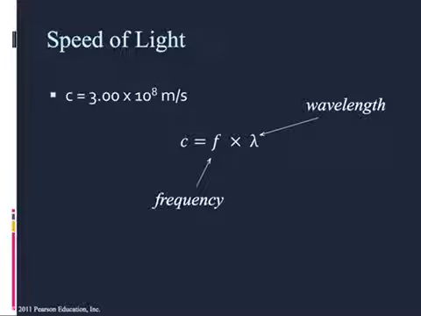This is known as the wave equation. This is specific for light. Lowercase c is our speed of light, 3 times 10 to the 8th meters per second, the same number we've been using throughout this term so far. When we use the spectroscopes tomorrow, we'll be able to measure the wavelength.